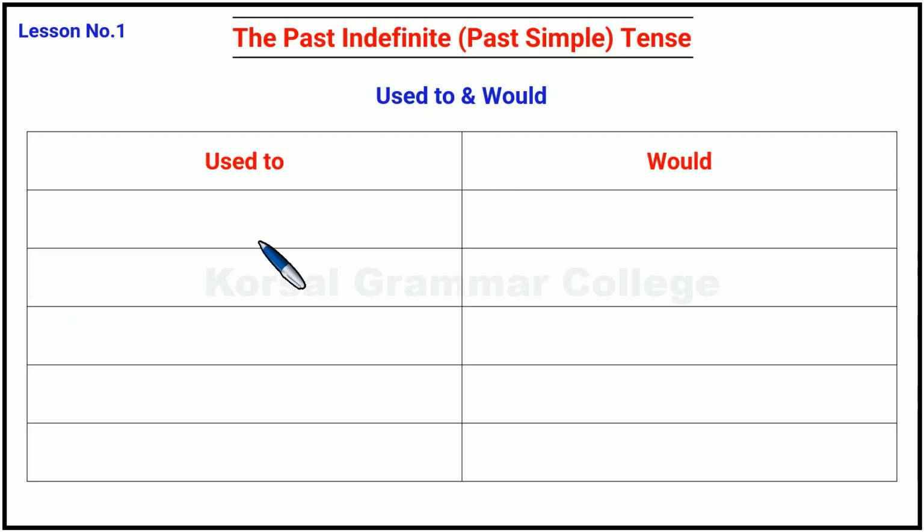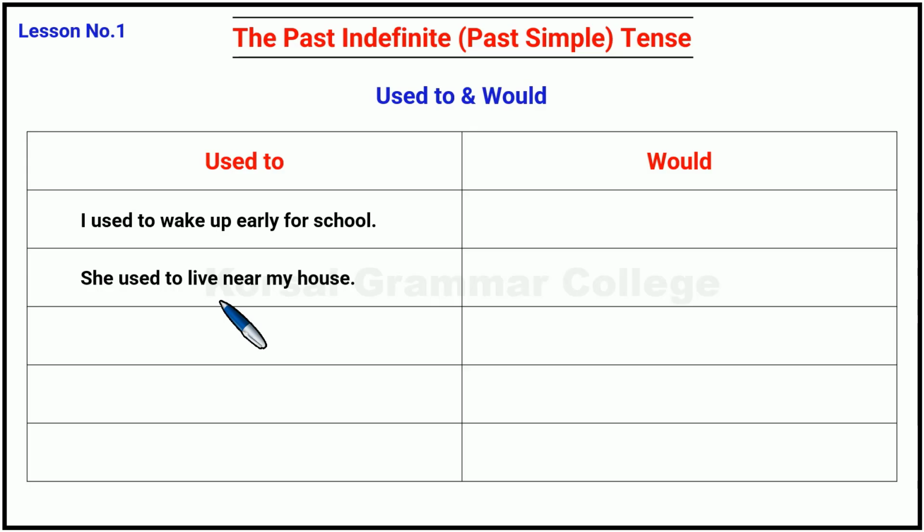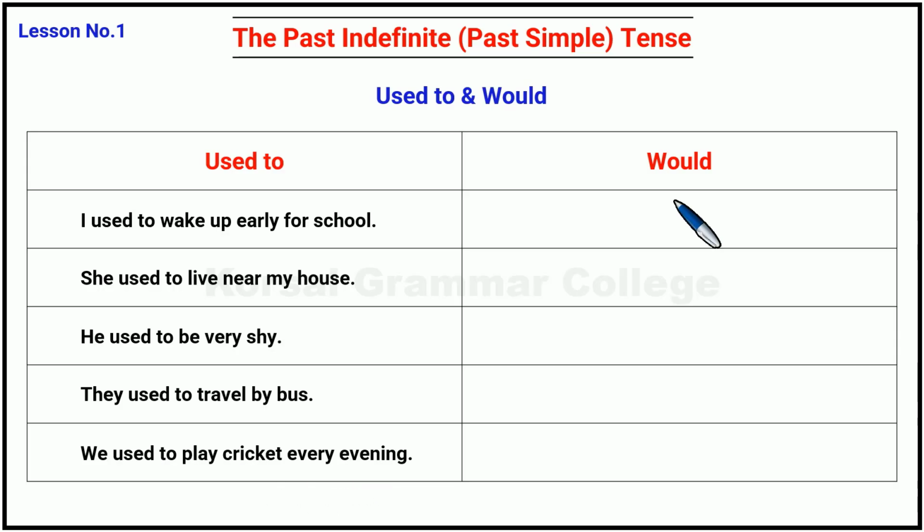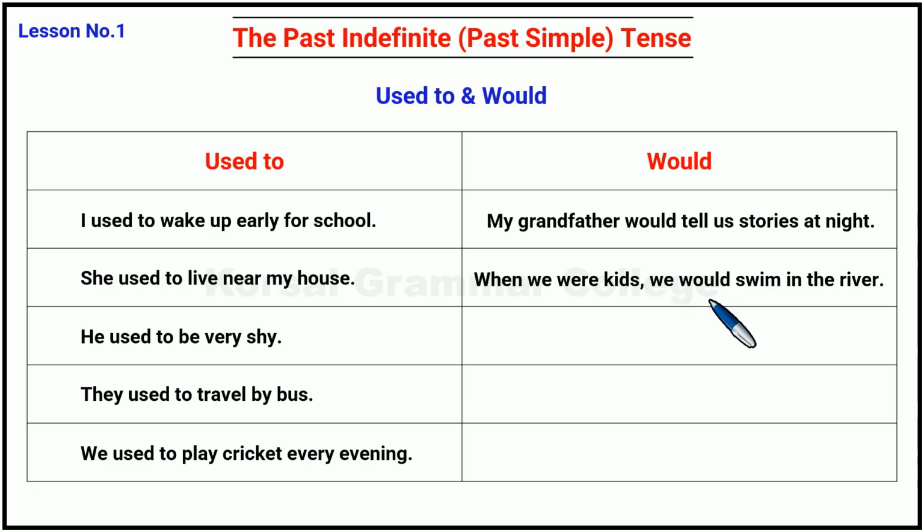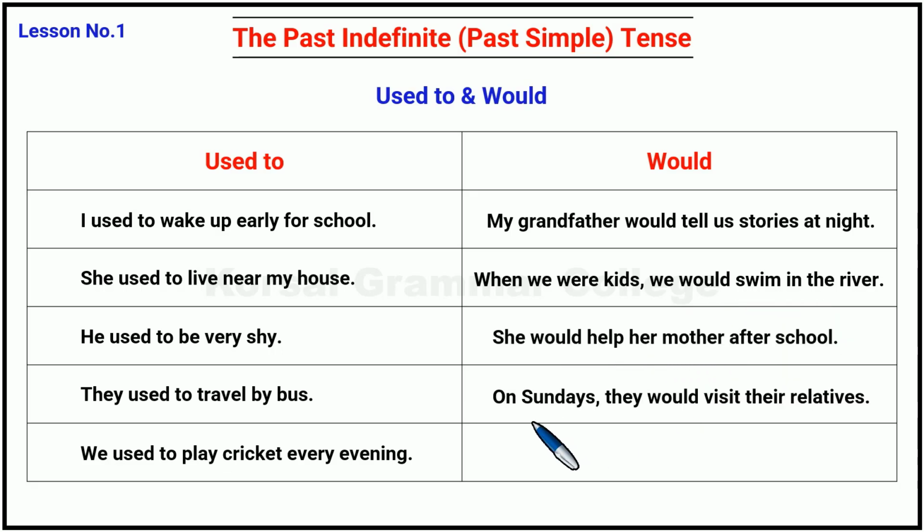Let's compare used to and would. I used to wake up early for school. She used to live near my house. He used to be very shy. They used to travel by bus. We used to play cricket every evening. My grandfather would tell us stories at night. When we were kids, we would swim in the river. She would help her mother after school. On Sundays, they would visit their relatives. I would drink hot tea every morning.